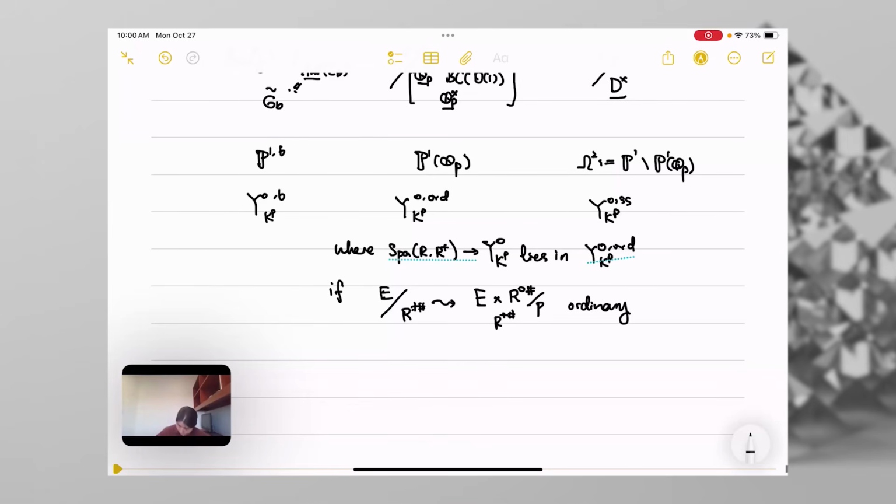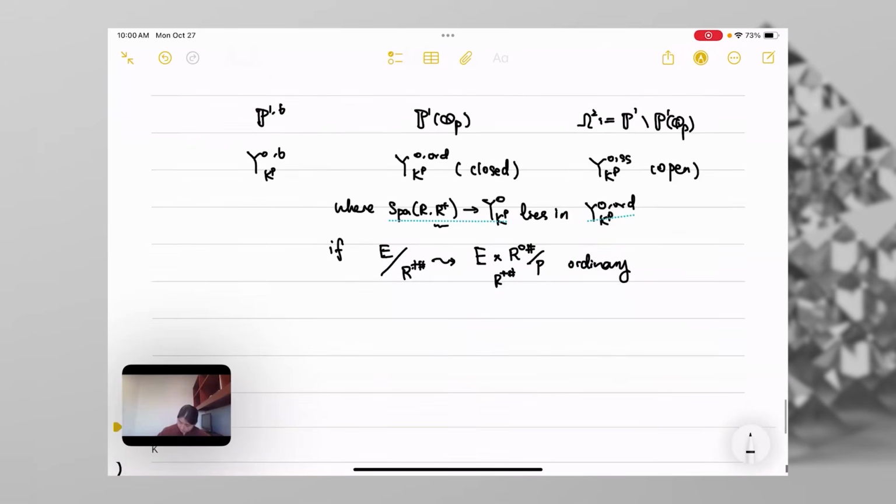Because in that case, you would genuinely look at the reduction type of E over the closed point of split R plus. So in particular, if you define it this way, this stratum is closed and this one is open. The supersingular locus is similar.